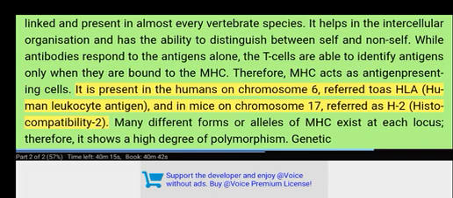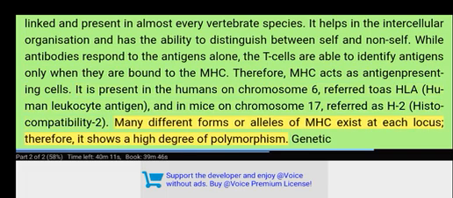It is present in humans on chromosome 6, referred to as HLA, human leukocyte antigen, and in mice on chromosome 17, referred to as H2, histocompatibility 2. Many different forms or alleles of MHC exist at each locus. Therefore, it shows a high degree of polymorphism.